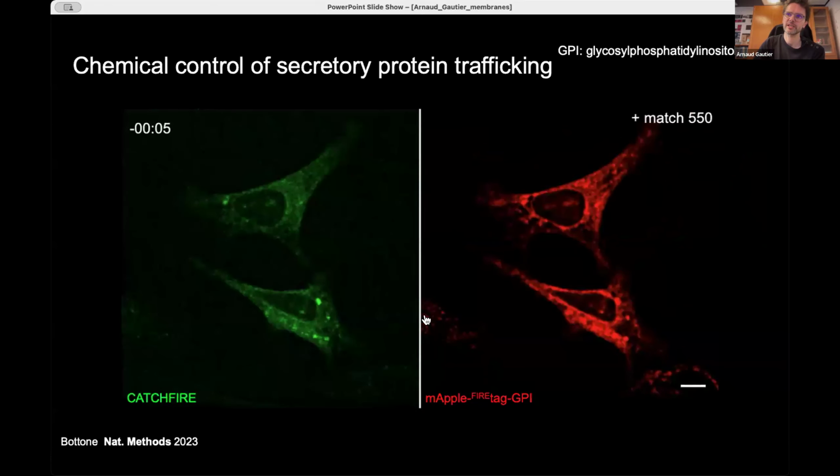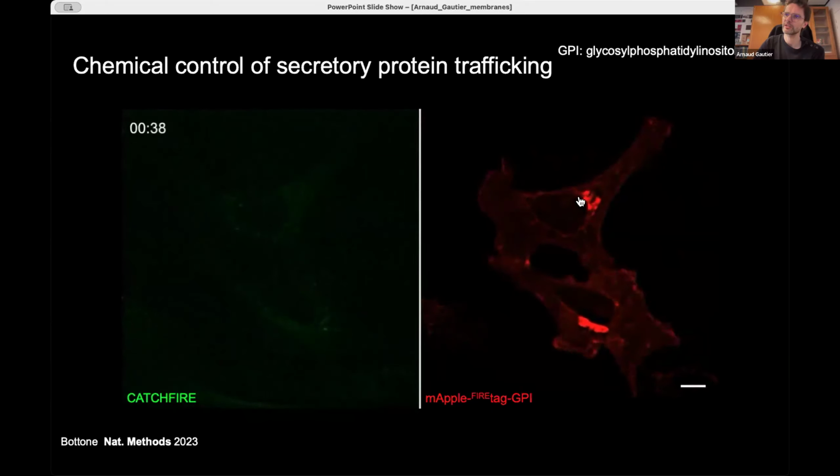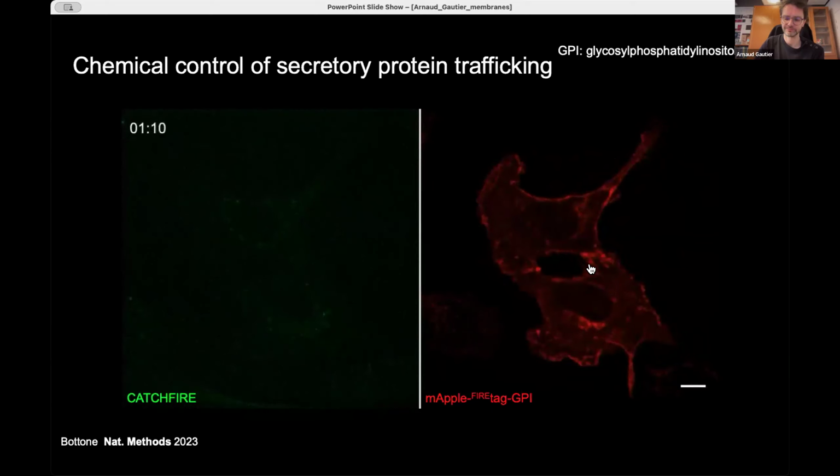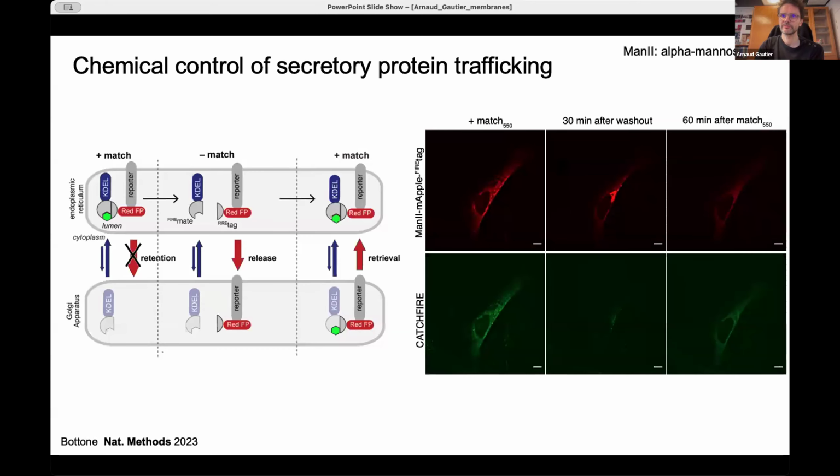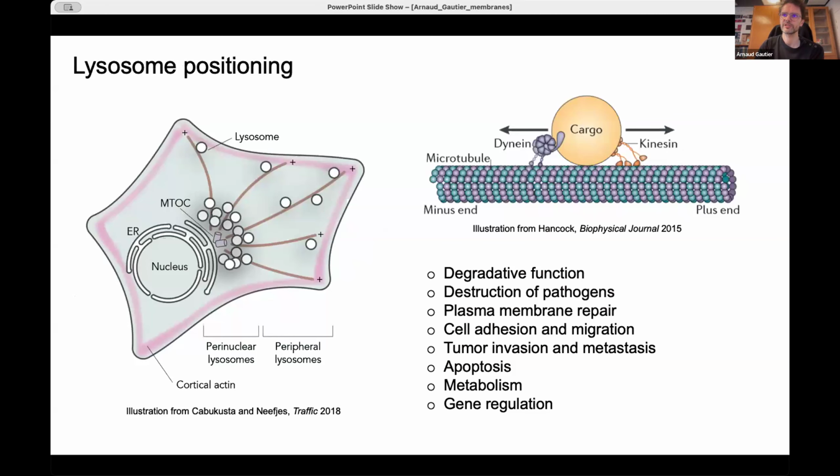Here is a movie showing this. In the presence of MATCH, the protein is sequestered in the ER, and upon washing the MATCH molecule, you see the protein going to the Golgi, and then reaching the cell surface. This really shows how we can use CATCH-FIRE to control this kind of biological process. We could also show that we can even control the retrograde transport from the Golgi to the ER if we want. I will skip this because of time.